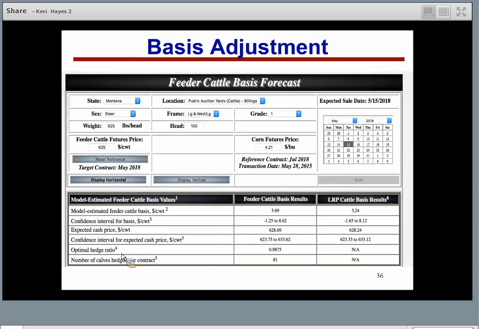And what I like about this is, you see where it says feeder cattle basis results at the bottom. It gives you not only an expectation for the cash price, so there it says $628 per hundredweight is the price that they're assuming, but then they also give you a confidence interval of 623 to 633. Now, that doesn't mean that that's going to be the price, right? The price could be much different than that. The price could be outside of that range. That's just saying with the information we have right now, that is the price that we would expect.